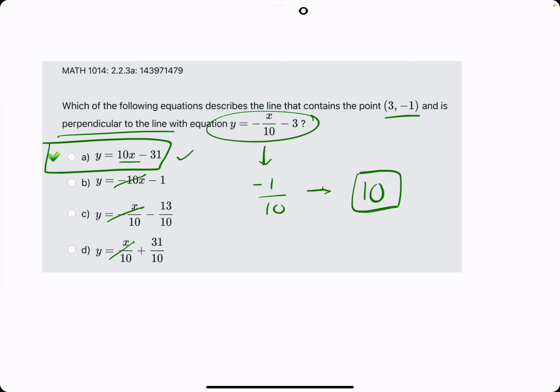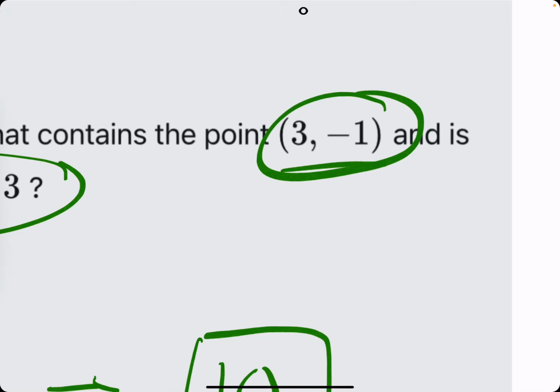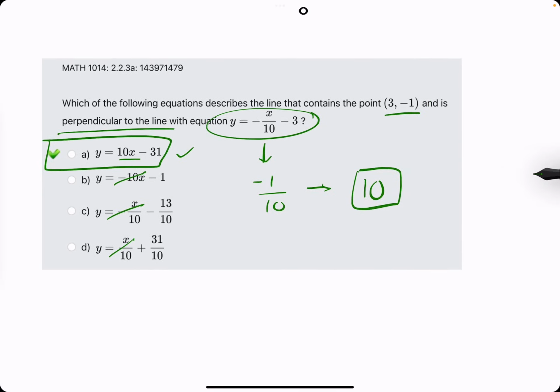Again, if not, you can always plug and chug x values from this point here into the equations to see and confirm that the y value is the correct -1, like in this case. Or just make sure it corresponds correctly. If you plug in 3, you get -1. If you plug in the x value, you get the proper y value in return.